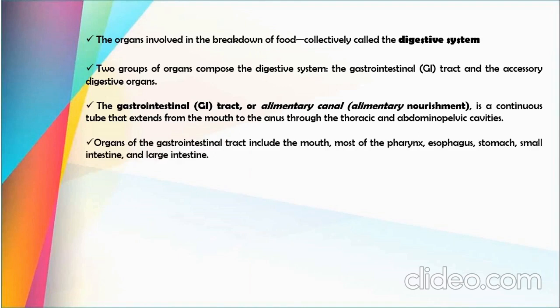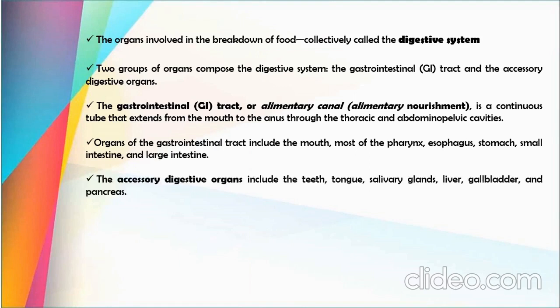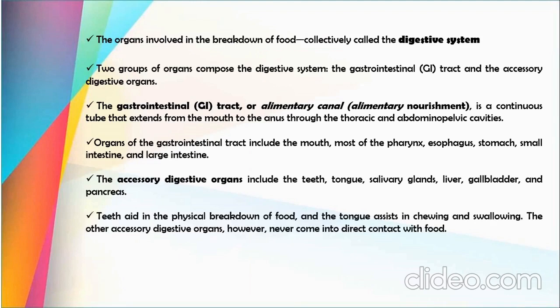Organs of the gastrointestinal tract include the mouth, most of the pharynx, esophagus, stomach, small intestine and the large intestine. The accessory digestive organs include the teeth, tongue, salivary glands, liver, gallbladder and the pancreas. Teeth aid in the physical breakdown of food and the tongue assists in chewing and swallowing. The other accessory digestive organs, however, never come into contact with the food.